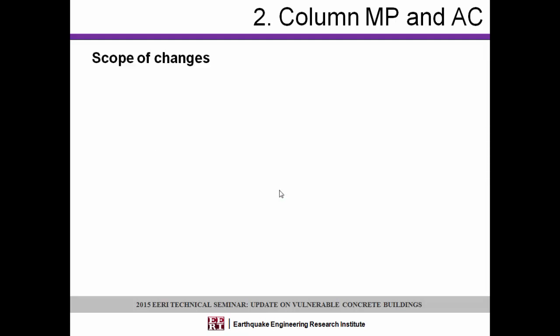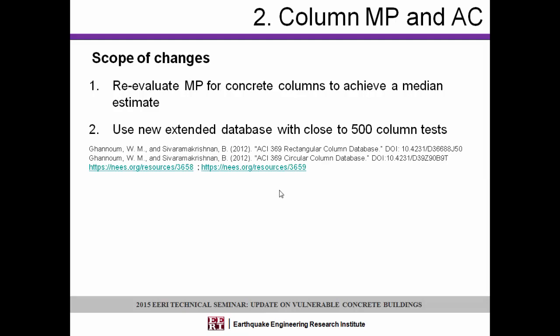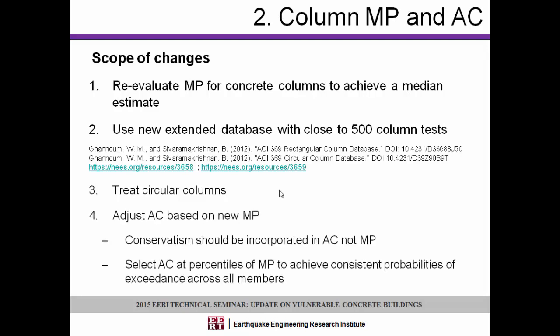So let's talk a bit about the scope of changes. We're reevaluating, for columns specifically at this point, the modeling parameters to get a median estimate. We're using an expanded database of 500 column tests. This is on the NHERI DesignSafe hub. If you're interested in looking at the data, it's there. We're treating circular columns, which were not treated before, and I'll show that they're actually performing quite a bit better than rectangular columns. And we will be adjusting the acceptance criteria based on the new modeling parameters.